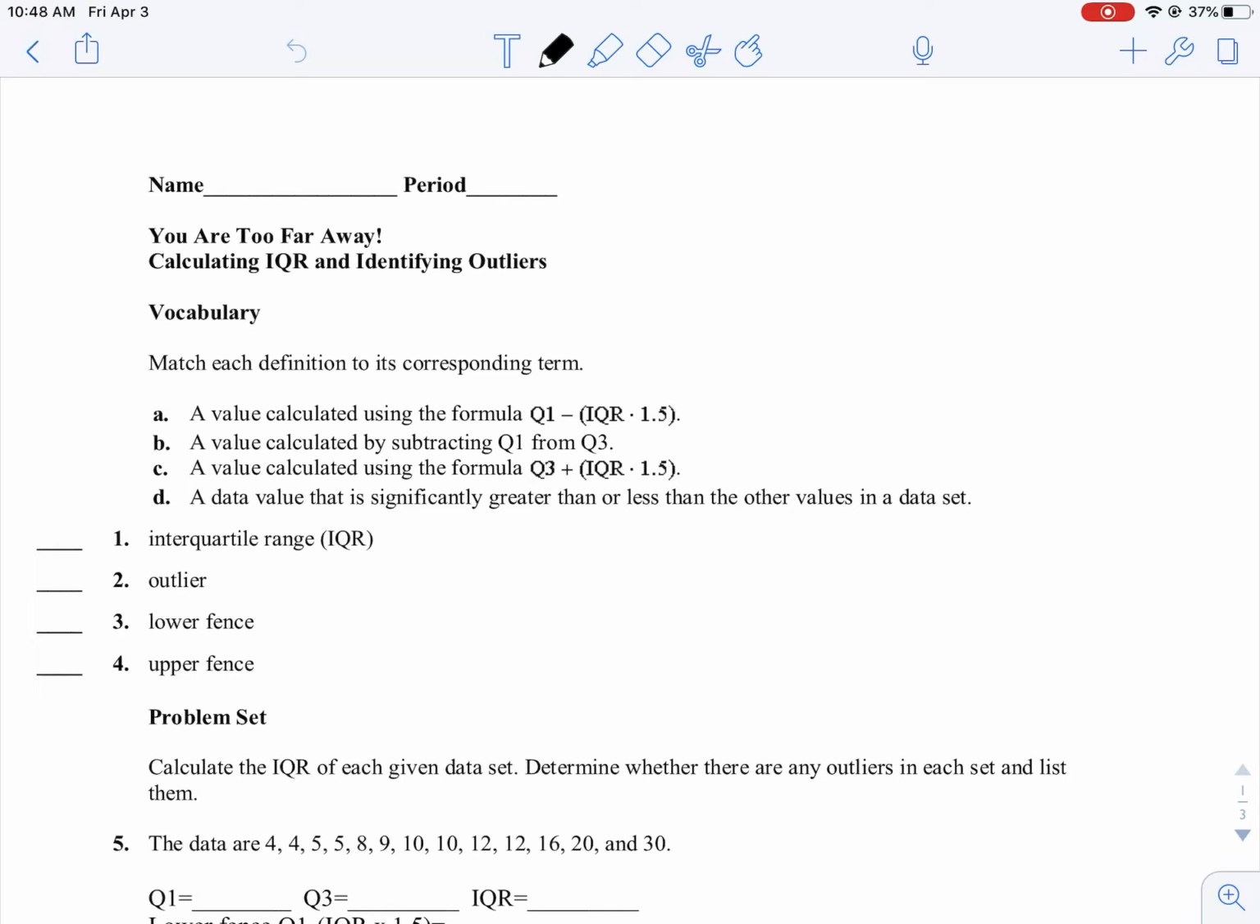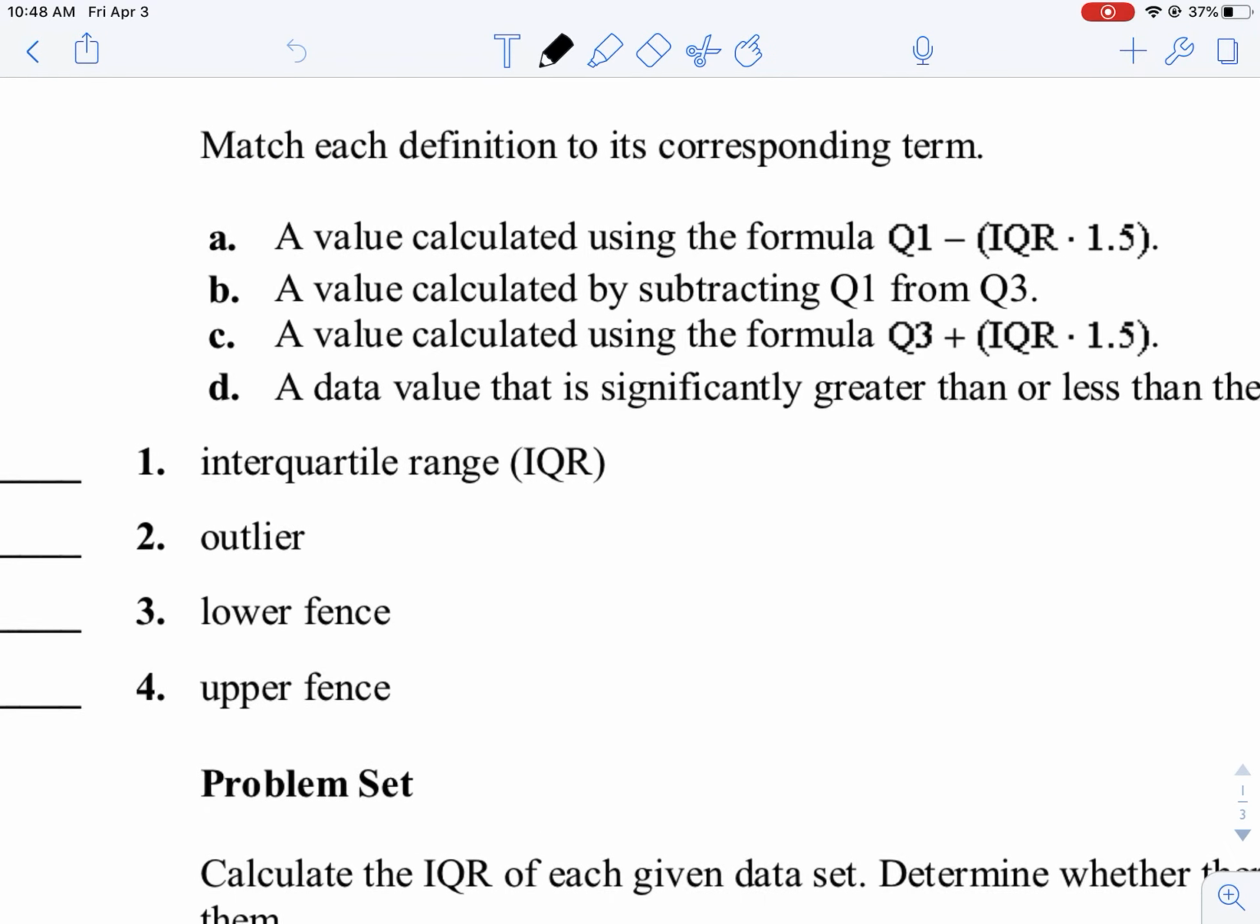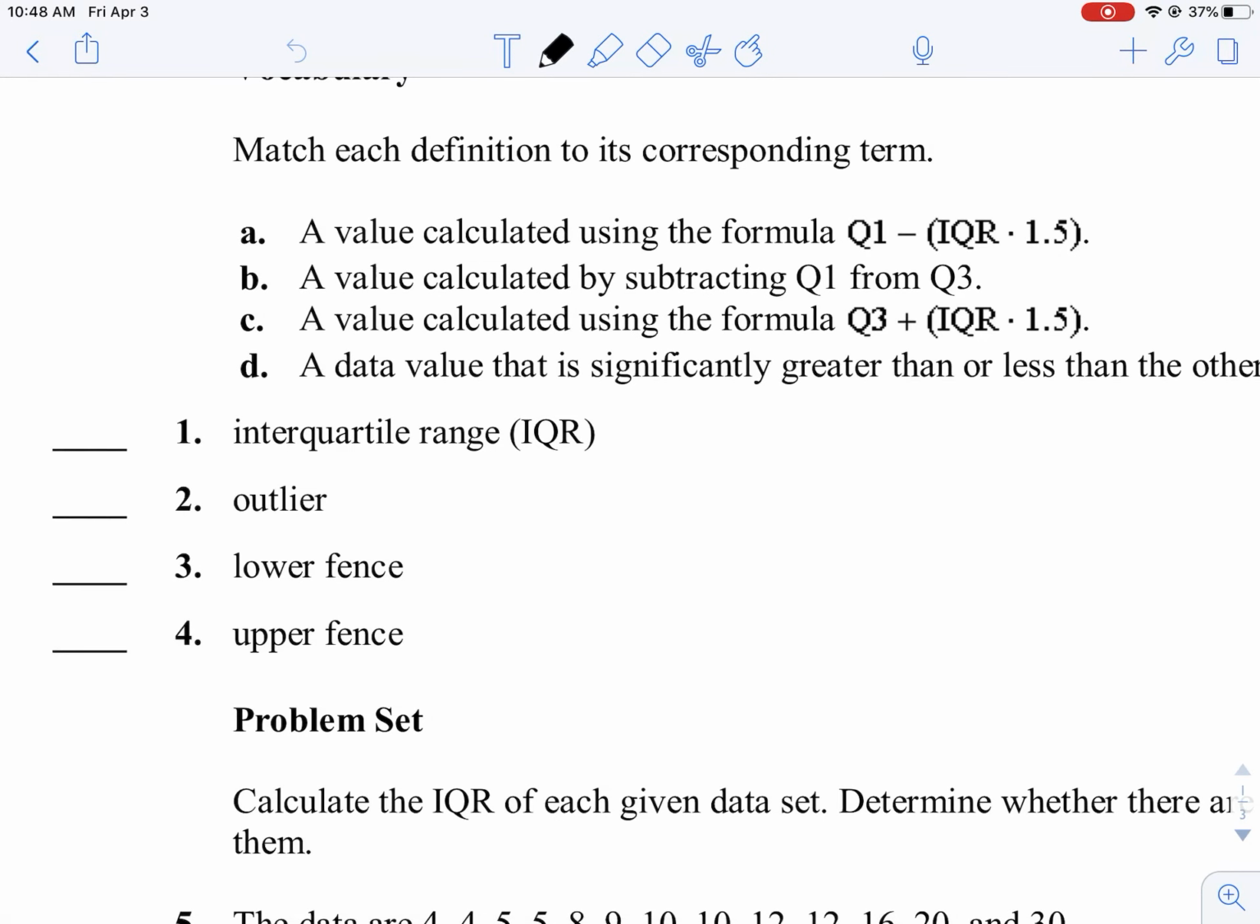So we'll start out with just the vocab stuff. This is pretty basic definition. We'll start with the IQR. That's what we've been doing. Remember, that is Q3 minus Q1. The matching definition from that obviously is B. And now we basically get into some of the other things. We have an outlier, a lower fence, and an upper fence.